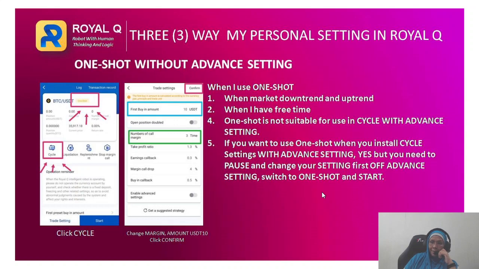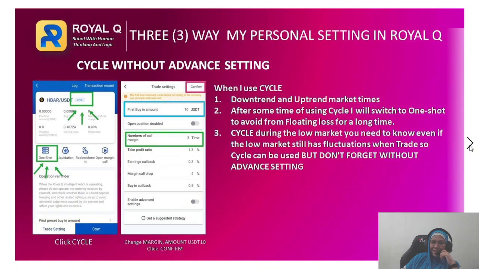And remember that one shot also can have floating loss, but very low. So if you are monitoring and maybe after a few hours the robot still has not cleared, maybe after one day, 24 hours, then you can manually liquidate it, or clear it. So I hope it is clear. And this one is cycle.